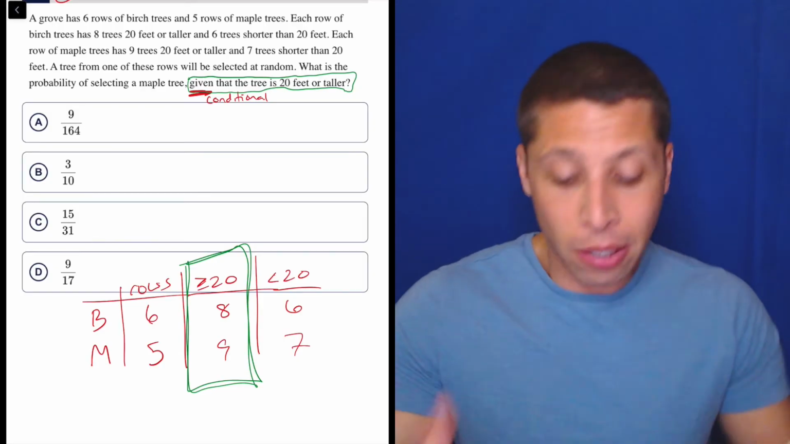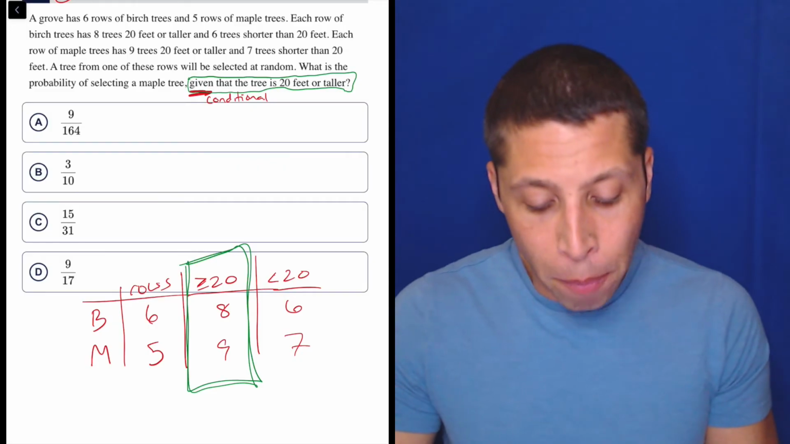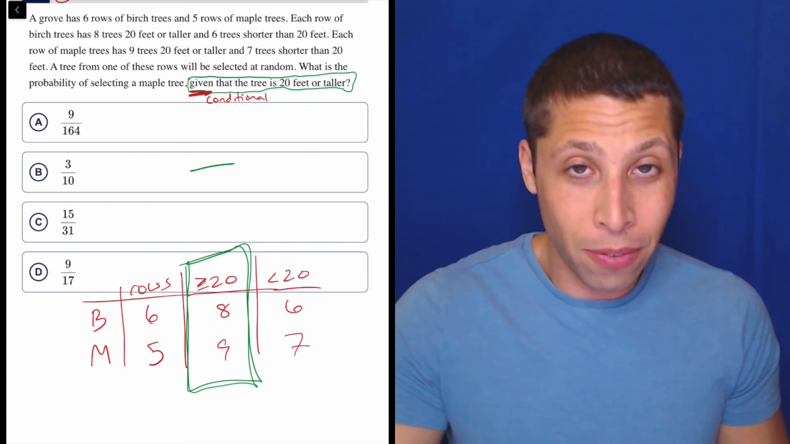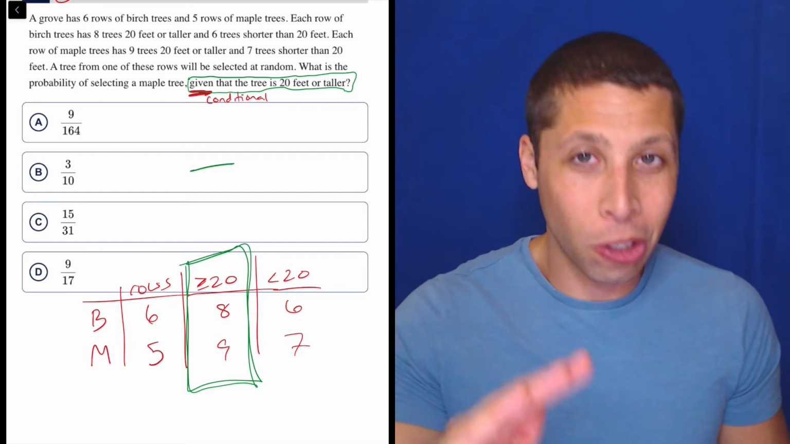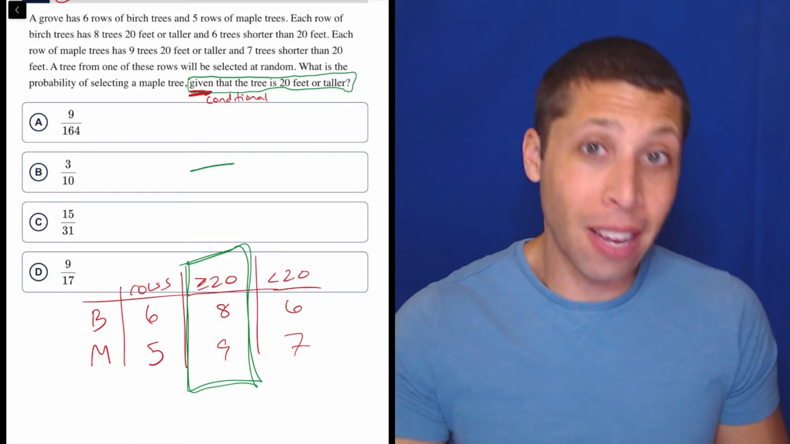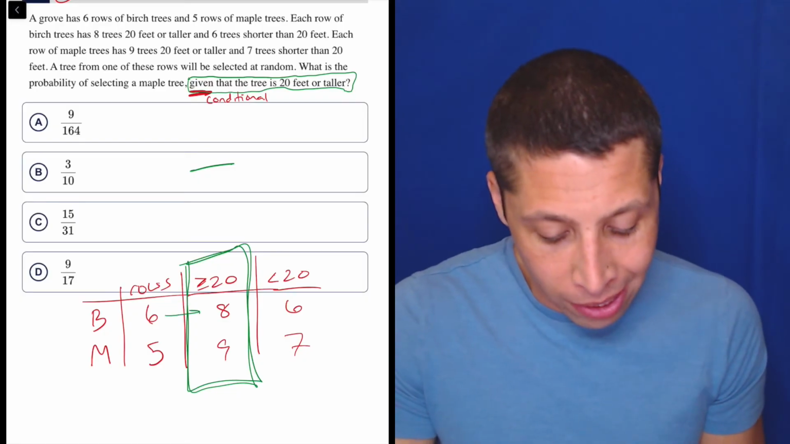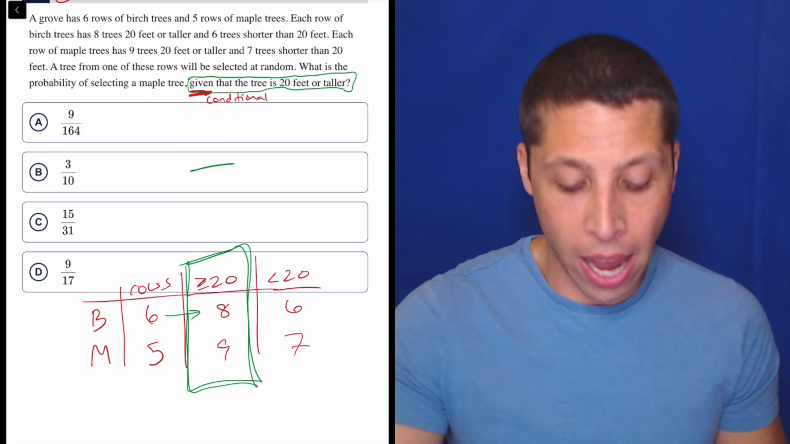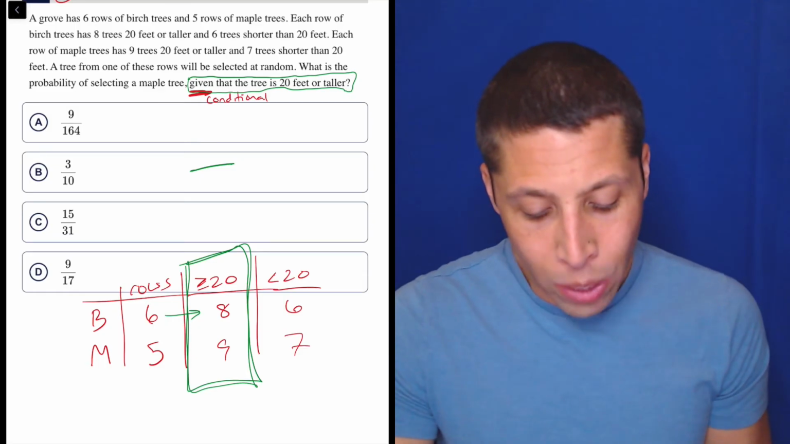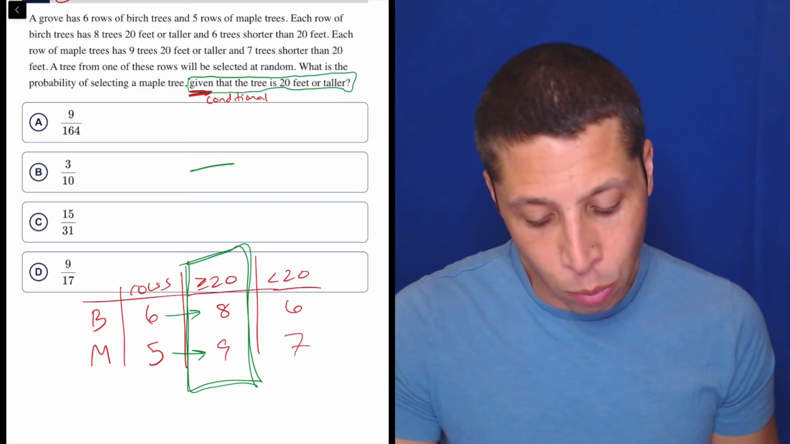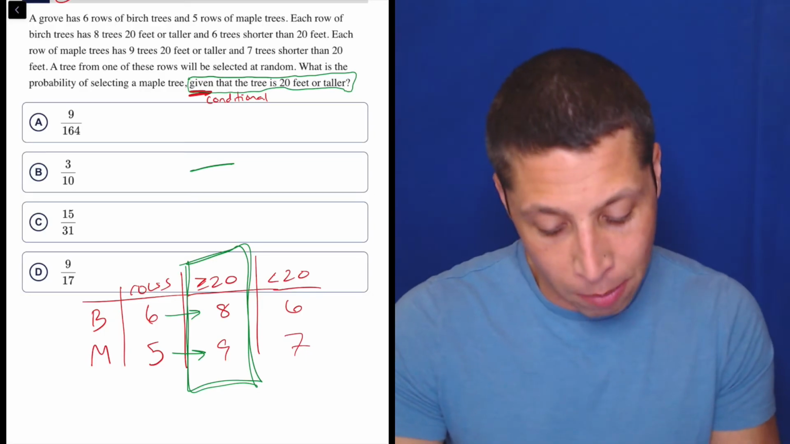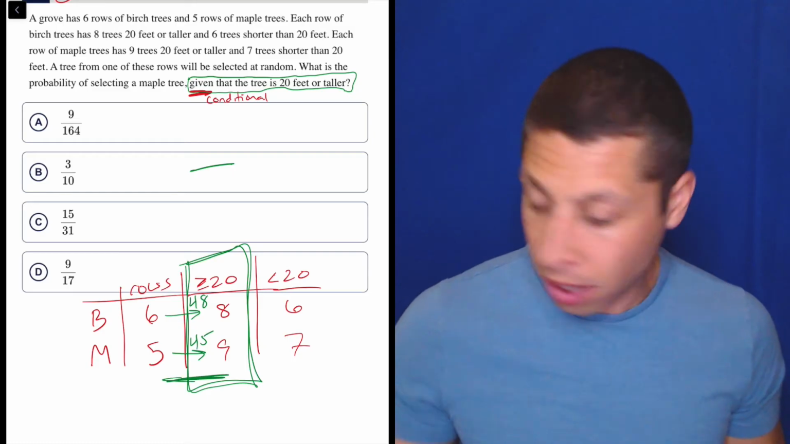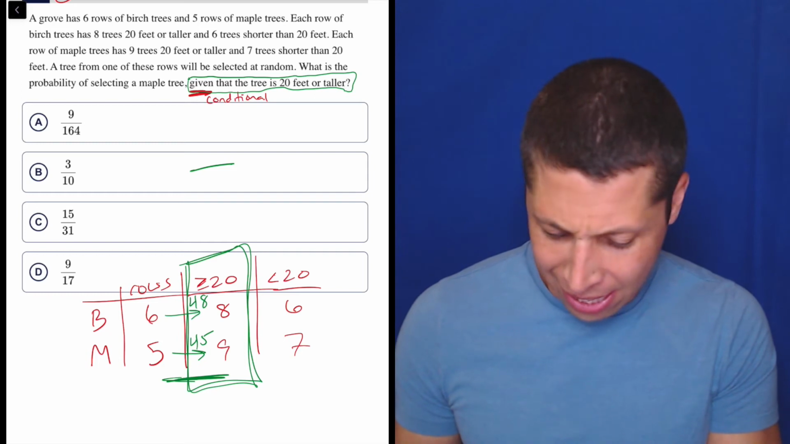We're being asked, basically for every probability question, we need to make a fraction. So the bottom of our fraction is going to be the number of trees that are 20 feet or taller. It is not going to include the small trees, okay? So you might be thinking, oh, it's 17, right? 8 plus 9. But no, we have to recognize that for each row, there are 8 of the big birch trees and 9 of the big maple trees. So we have to multiply. So what's really happening here is 6 times 8 is 48 and 5 times 9 is 45. So how many actual trees are we dealing with here? 48 plus 45 is 93.